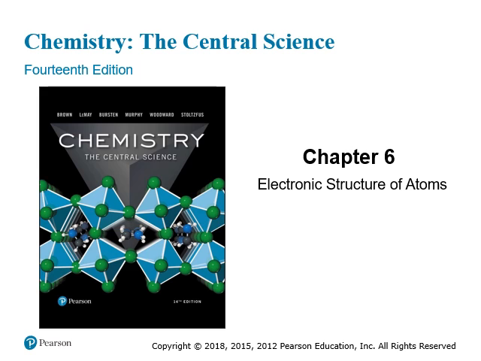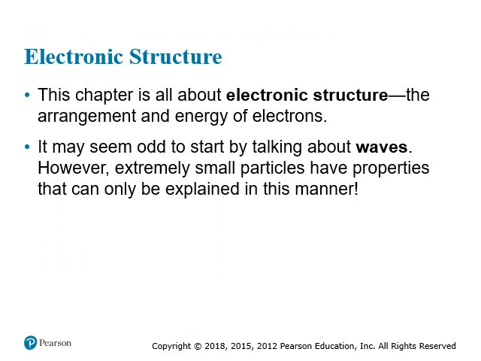So in order to understand the nature of chemical interactions, we're going to need to understand the electronic structure of atoms. Now, when we refer to the electronic structure, what we're actually talking about is the arrangement spatially of electrons with respect to the nucleus and with respect to each other, as well as the energy of these electrons.